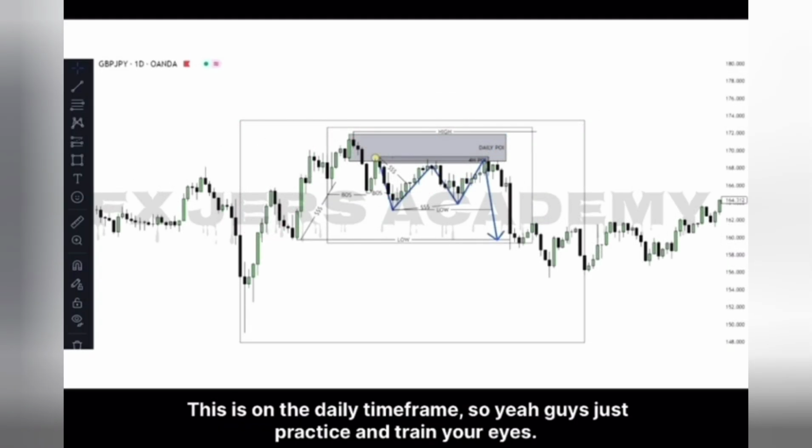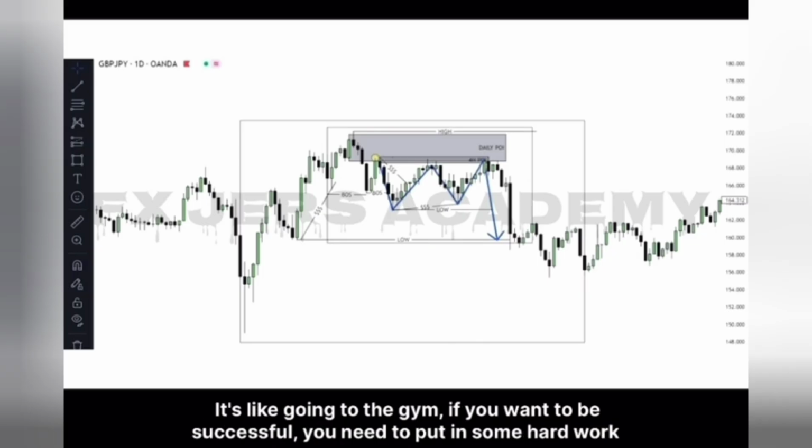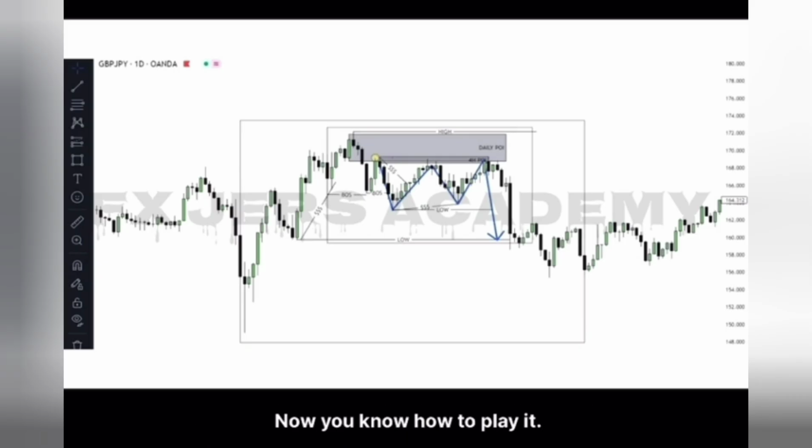So, yeah guys, just practice and train your eyes. It's like going to the gym. If you want to be successful, you need to put in some hard work in this game. Now you know how to play it. That's all for the liquidity concepts.